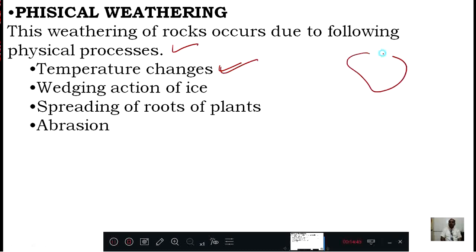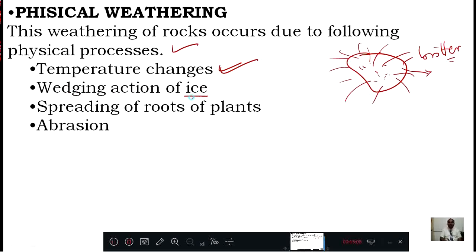See, there is a rock here, because of high temperature it starts expanding, but it is a brittle material. This rock will always be a brittle material, therefore when it expands it will break into small pieces. Therefore it is said temperature changes may cause rock to swell. Then, wedging action of ice.